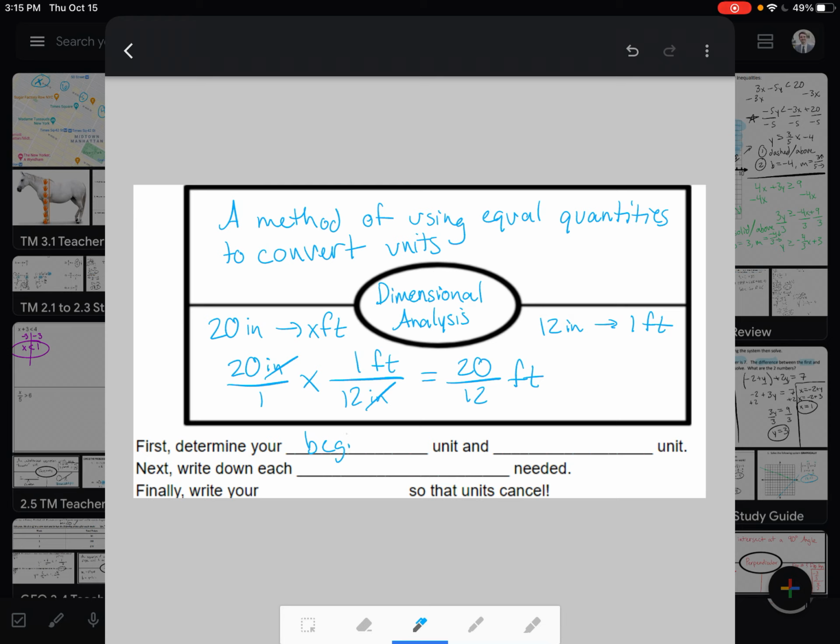So first, we have to determine our beginning unit where we start and our end unit where we end. Up top, we started in inches, and we wanted to end with feet. Next, to get there, we have to determine each conversion factor needed. To go from inches to feet, I needed to be able to cancel out inches, so I had to have inches in one of my unit conversions, and I also had to have feet in another conversion. And then finally, we want to write our multiplying expression so that units cancel. So I had to have 1 inch on the top and 1 inch on the bottom. That way we can have those two quantities cancel out for us.